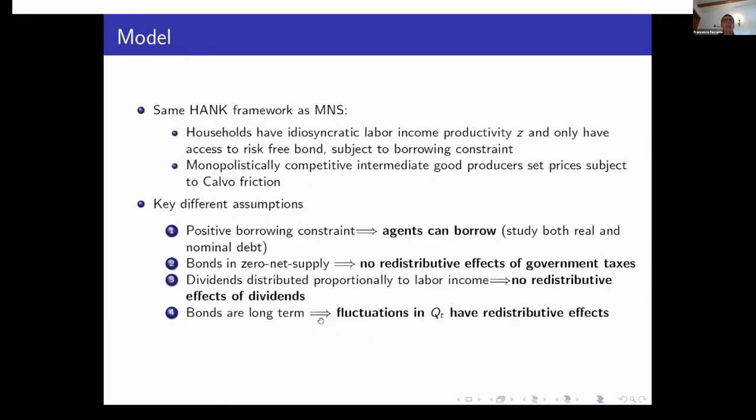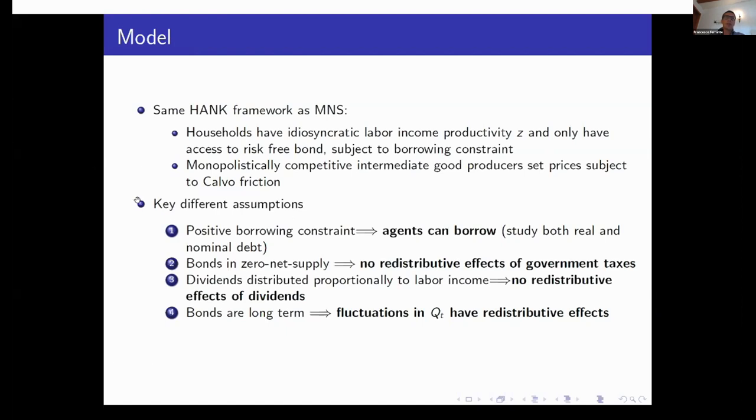Now, let me quickly go through the model. The framework is the same as the one used by McKay, Nakamura, and Steinsson. So in a nutshell, it's a model where households face idiosyncratic labor income productivity shocks, and they only have access to risk-free bonds subject to a borrowing constraint. In addition, there are monopolistically competitive intermediate goods producers, that is the New Keynesian part, that set prices subject to Calvo friction.